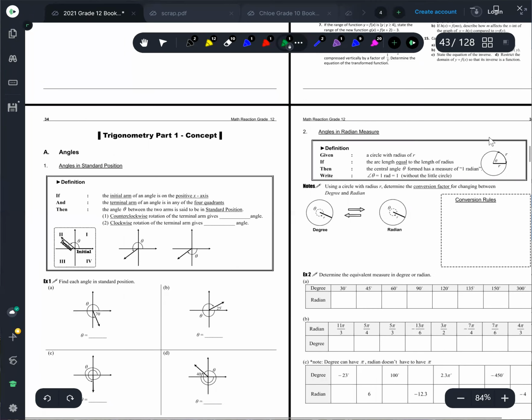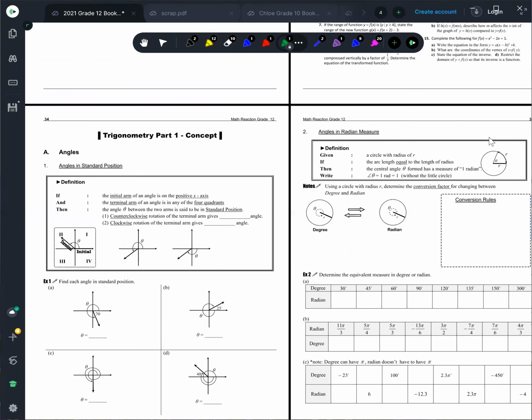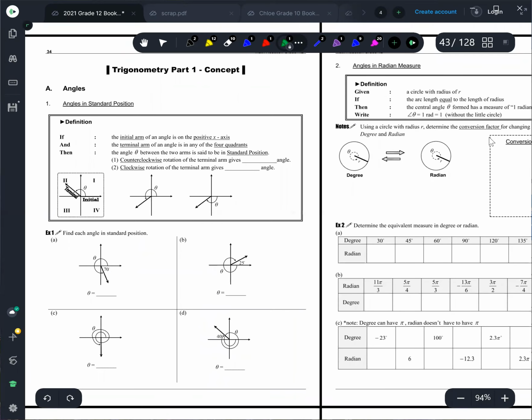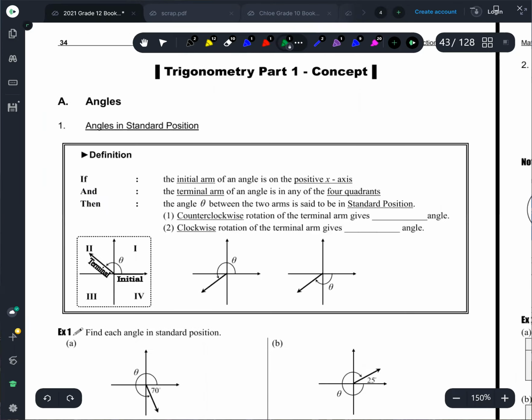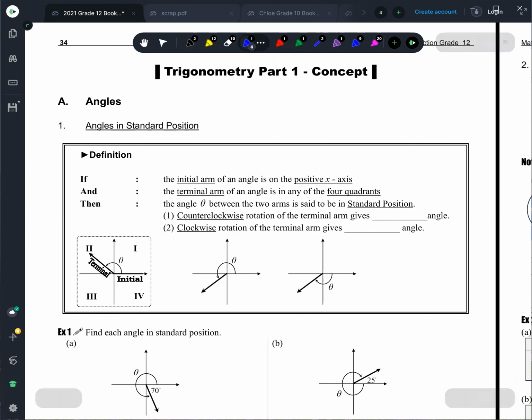So let's go back to page 34. Today's homework will be much easier, because it's just an introduction. We'll learn some easy changing of how to draw the angle and changing the measurements. Okay, so let's look at page 34 here. So we start with angles in standard position.